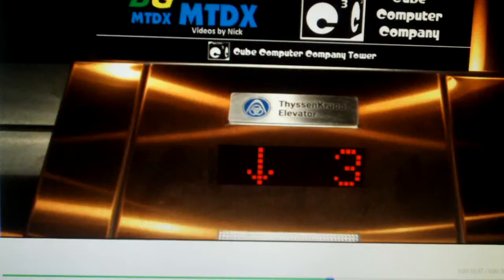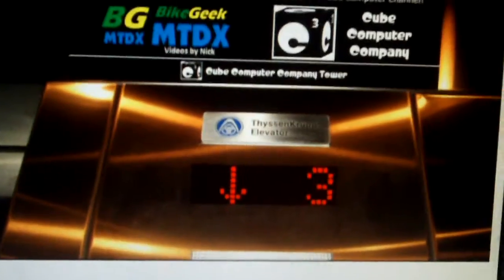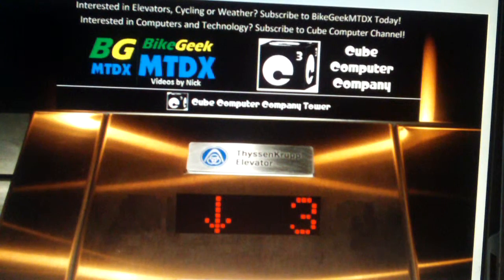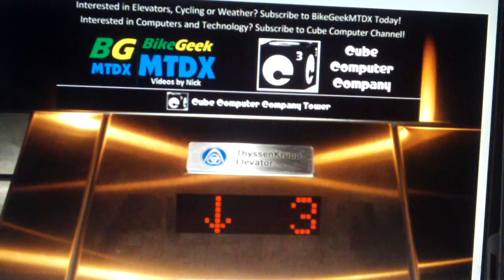So anyways, if you look carefully at this design, what I can simply do in the videos is add annotations to turn these two logos here into links. That way, whether you're on BikeGeekMTDX or Q Computer Channel and you want to go to the channel page of either one, you can just click. Now I don't know if every video will have this or not, but it's something to think about.